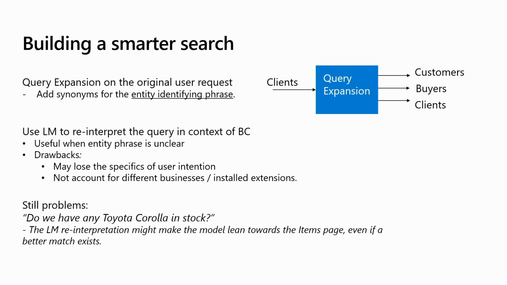You have it on the items page. But these approaches have drawbacks, especially the second one. It's possible you have a more specialized page for storing information about Toyota Corolla, cars, vehicles, right? And so you don't want to use the items page. And similarly, you are losing specifics of the user's intention when you're doing any sort of reinterpretation.